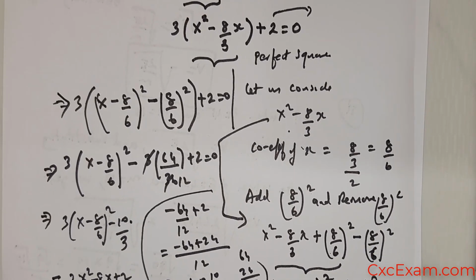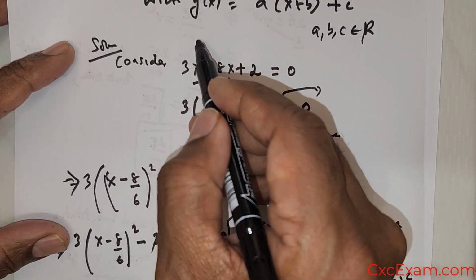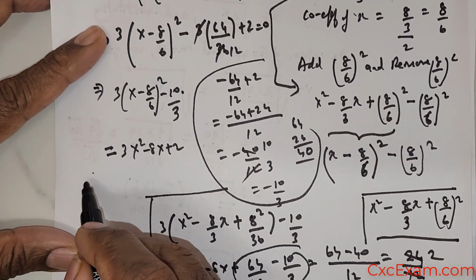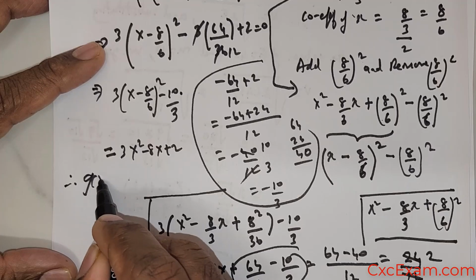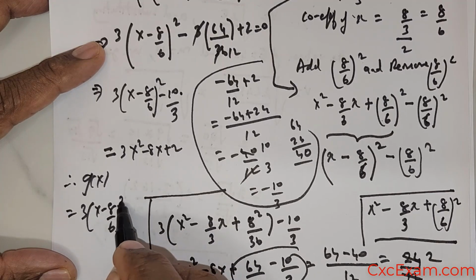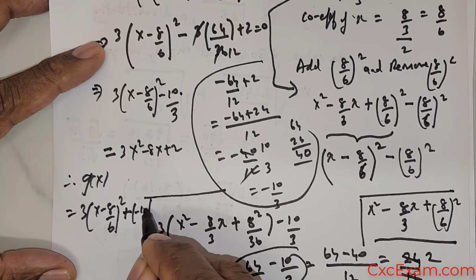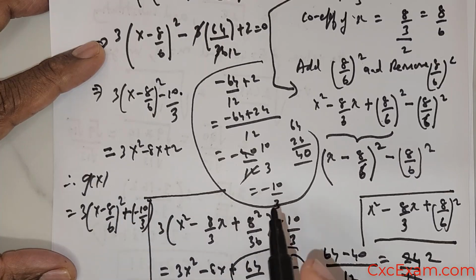So now what is the concluding part? Concluding part is to represent the answer. So therefore I'm going to write it here. Therefore g of x is equal to what? 3 times of x negative 8 over 6 the whole square, negative, or you can simply say positive of negative 10 over 3. So that is the representation.